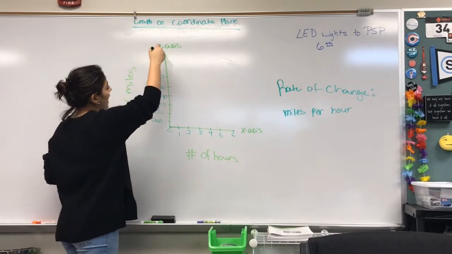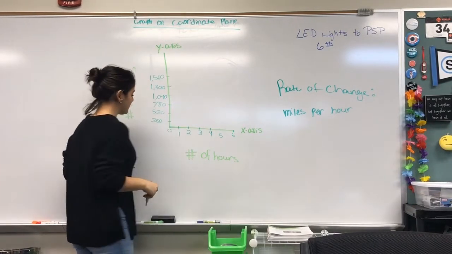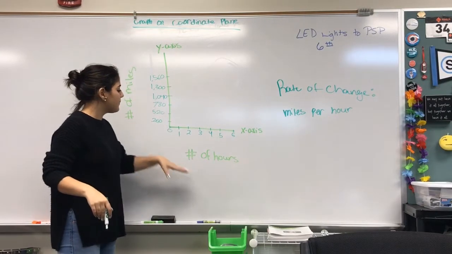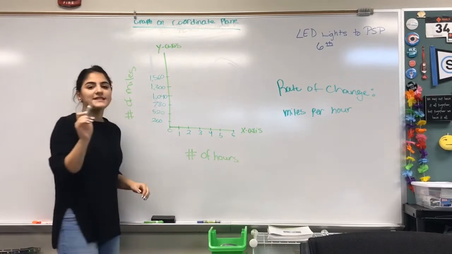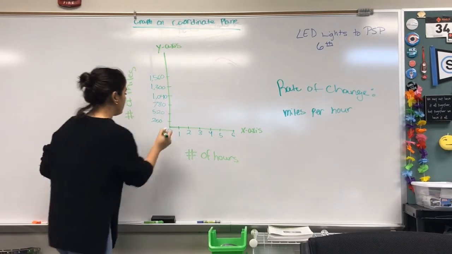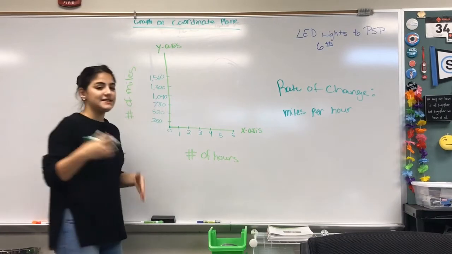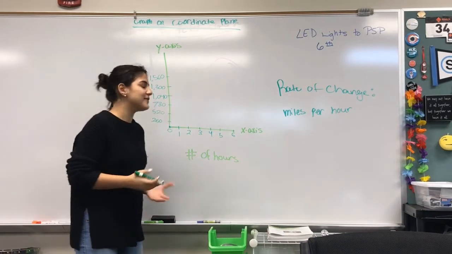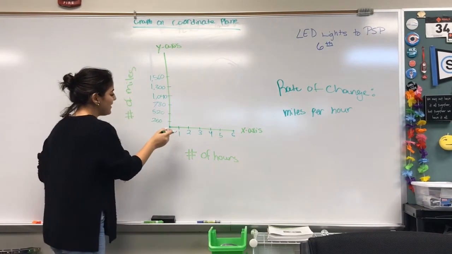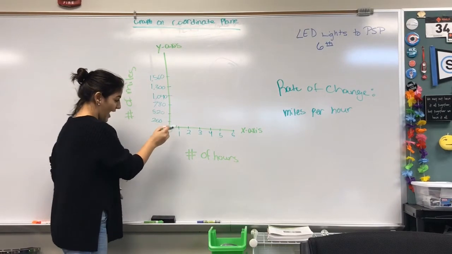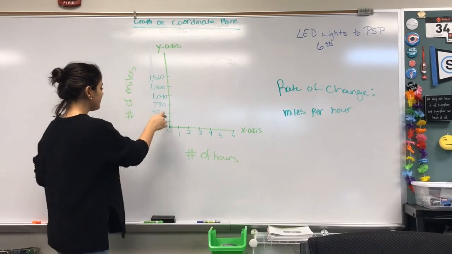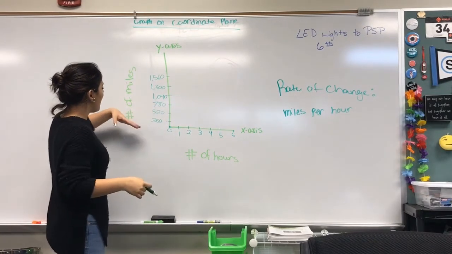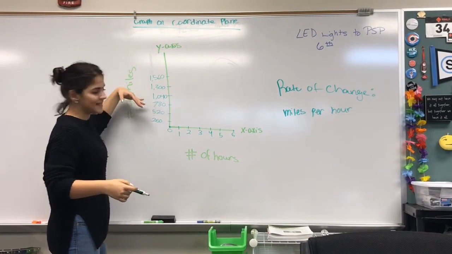So we have our y-axis, x-axis, and we have our number of hours and our number of miles. We always have to count the 0 when it comes to a graph. So we have our 0, and because it's 0 hours, it equals 0 miles. So we know that 1 hour is going to equal 260. That was our rate of change. And now we can see that the number of miles increases by 260.